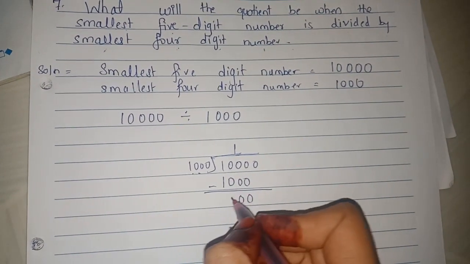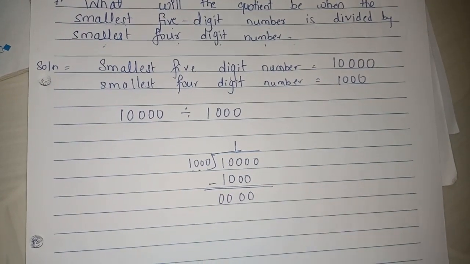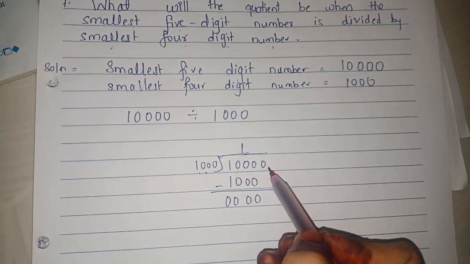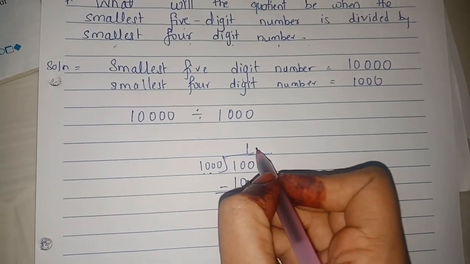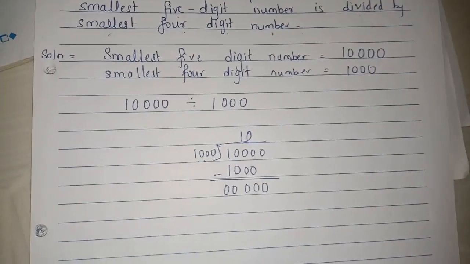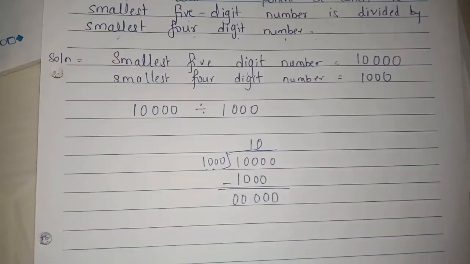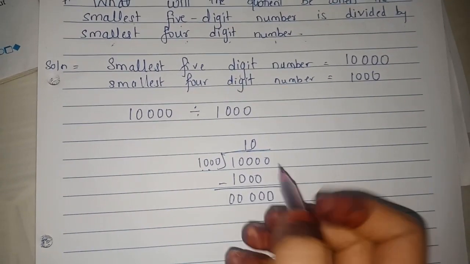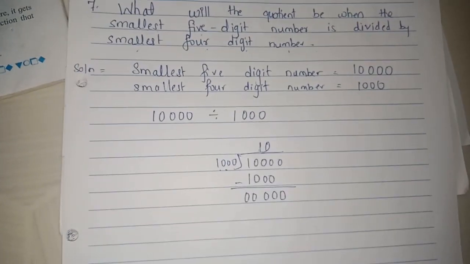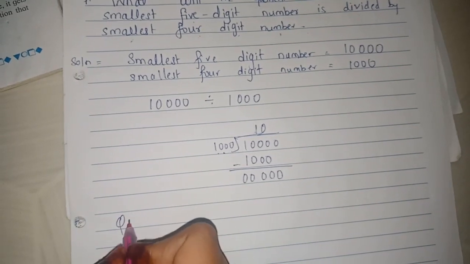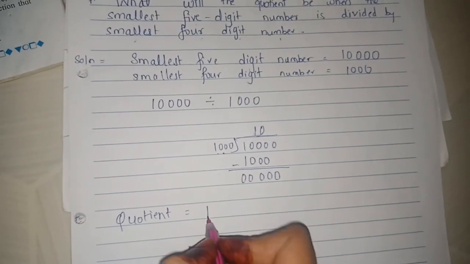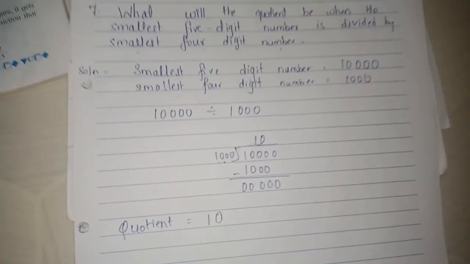0, 0, 0. 1 minus 1 is 0. Okay. Now in the dividend 0 is left. So 0 will come here in the quotient also and here in the remainder also. Got it? So our answer is 10. It means the quotient is 10. Understood?